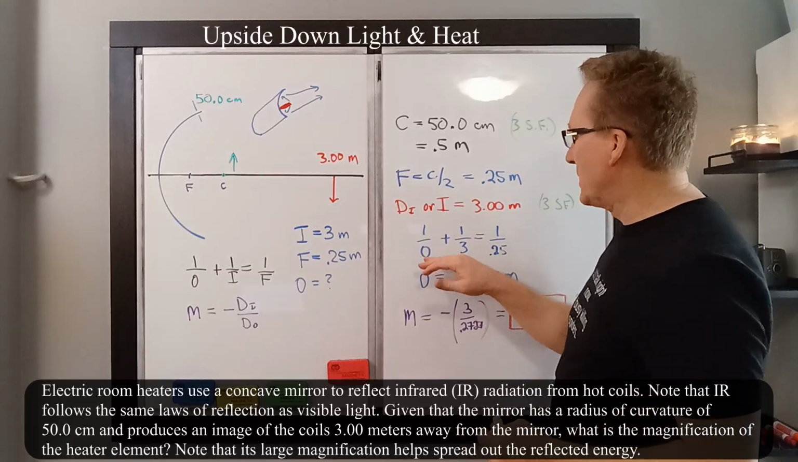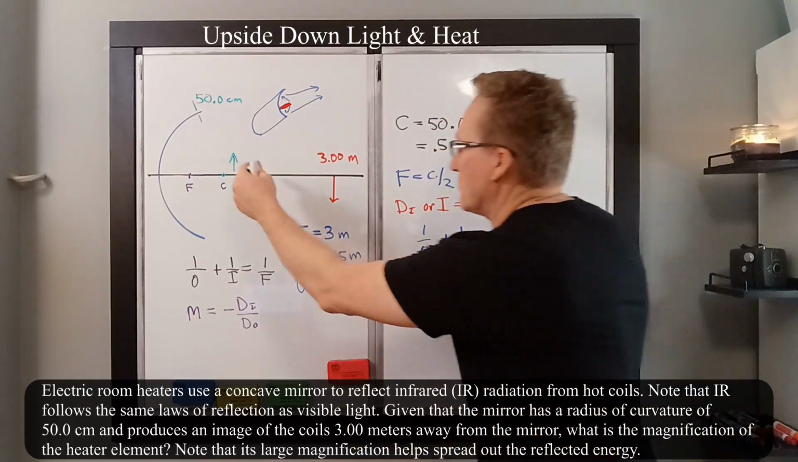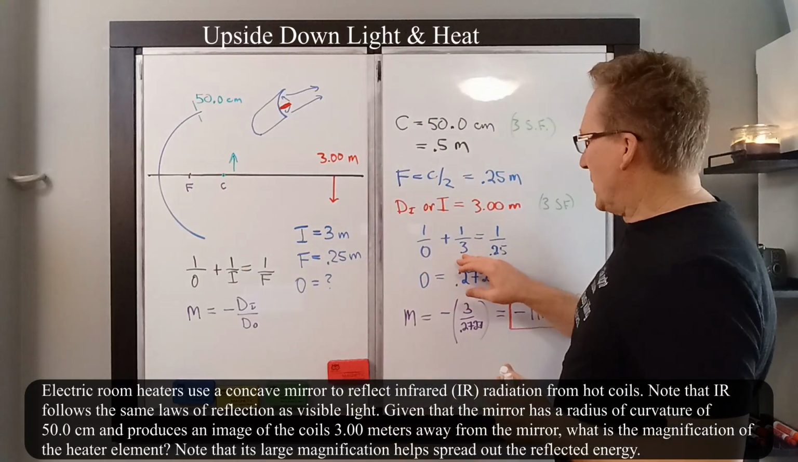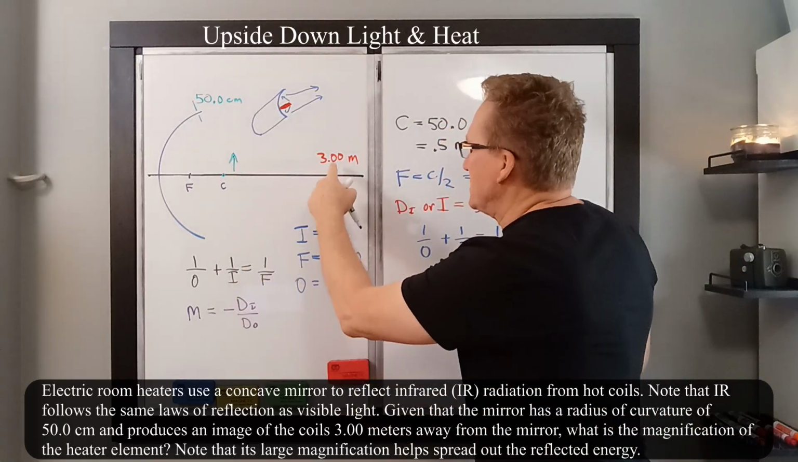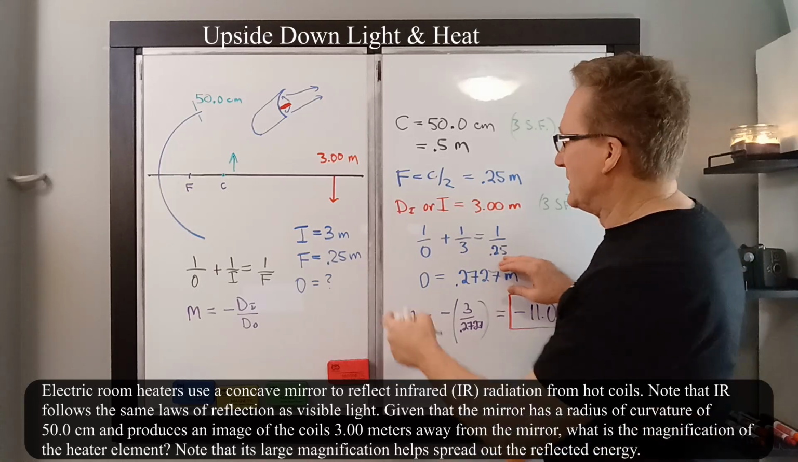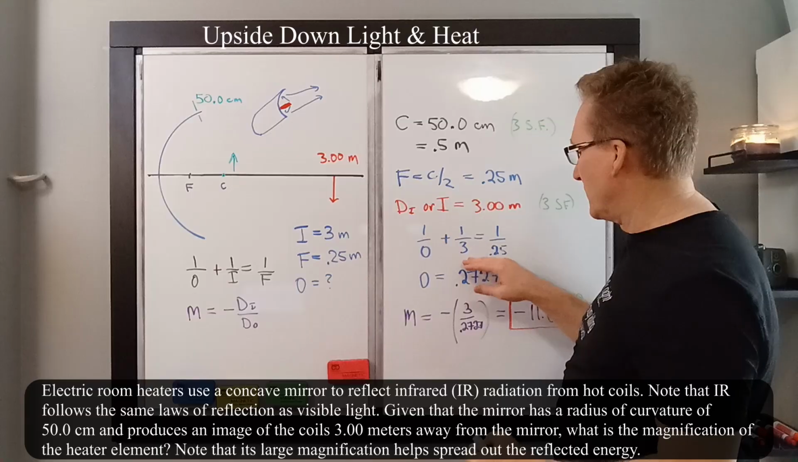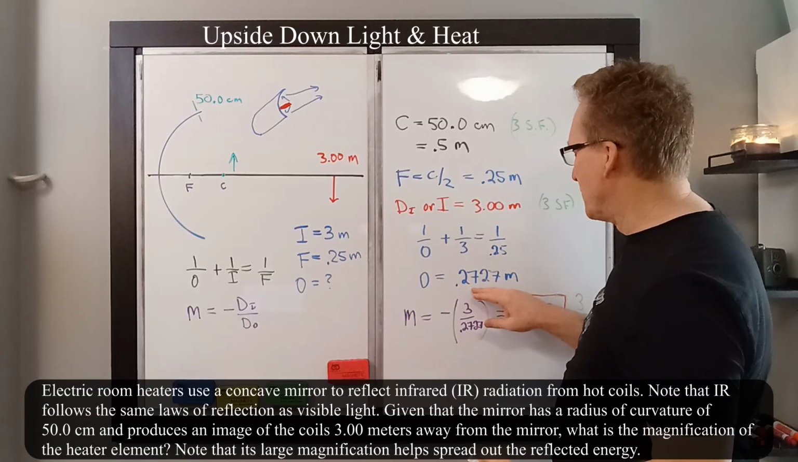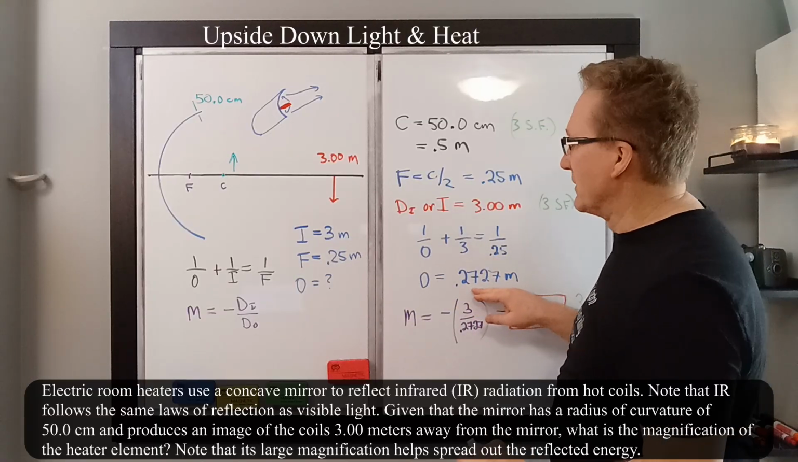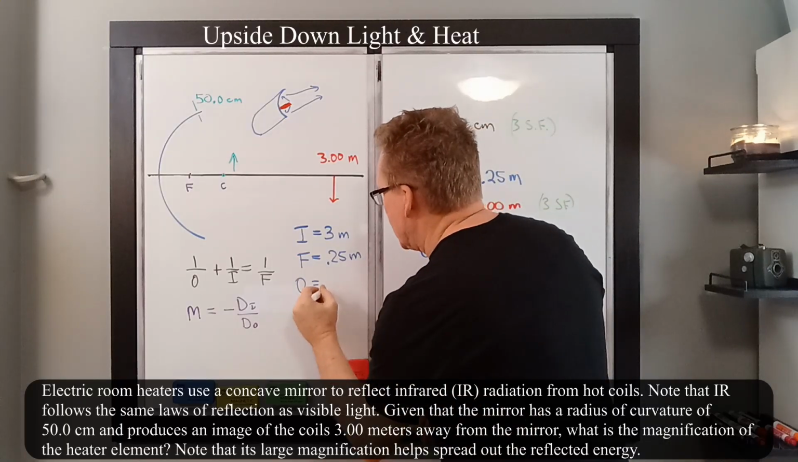So I used our lens formula here: 1 over the distance to the object, which we don't know. We don't know where the object's going to be. Plus 1 over the distance to the image, which is 3, is equal to 1 over 0.25, the focal length. And if I sort this all out, I'll have to use my calculator for this, I'm going to get O is equal to 0.2727.